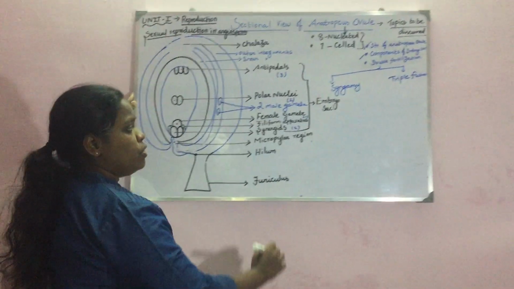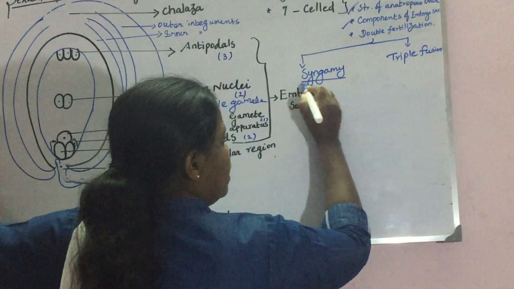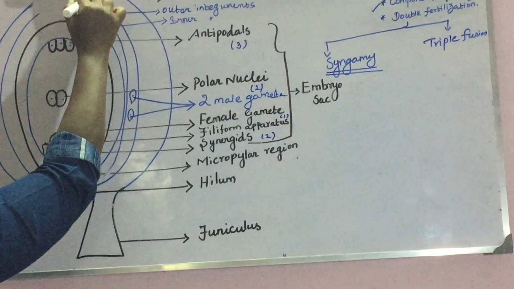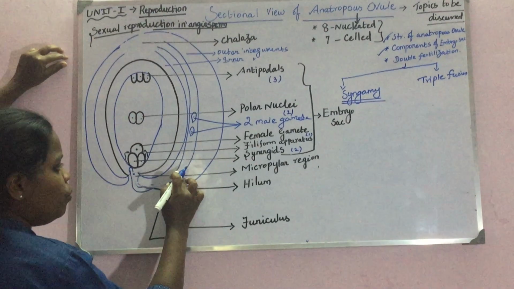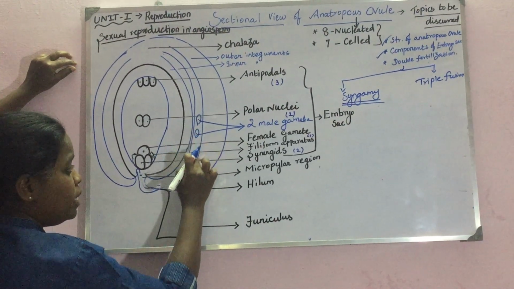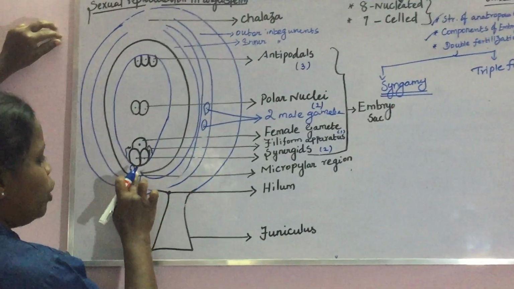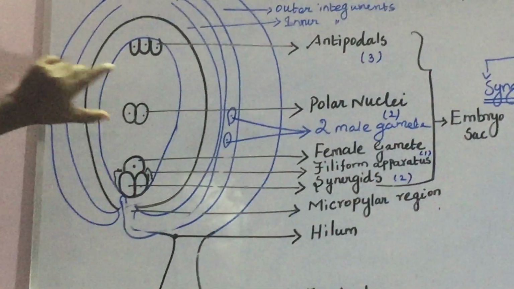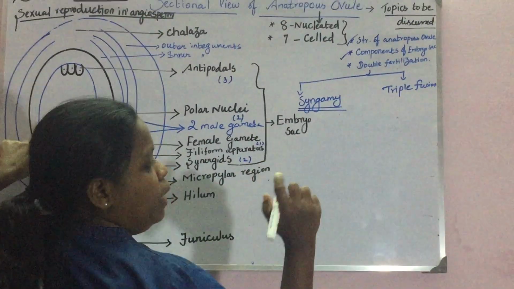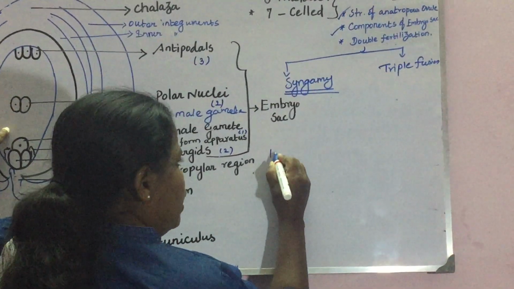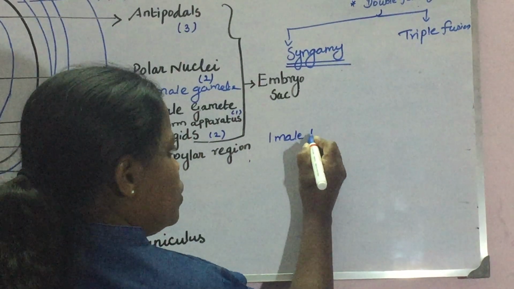First, you should know about syngamy. The pollen tube carries two male nuclei, two male gametes, through the micropylar end into the embryo sac. How many male gametes are there? Two male gametes. One male gamete is fused with the egg.